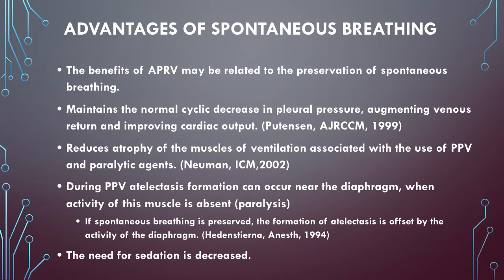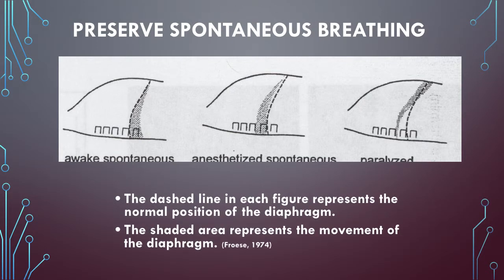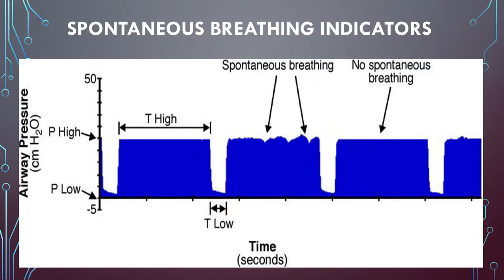Because during positive pressure ventilation, atelectasis can form near the diaphragm because of the inactivity of the muscles, and they start to get paralysis. And then this is how you can see how the diaphragm can get displaced. The more significantly that they're sedated, or the fact that they're paralyzed, it really displaces their diaphragm in the lung-dependent regions.